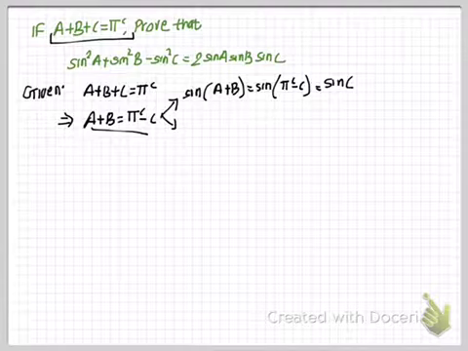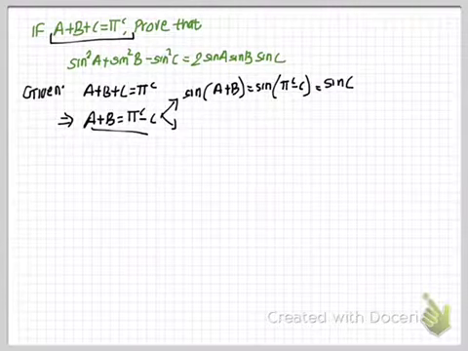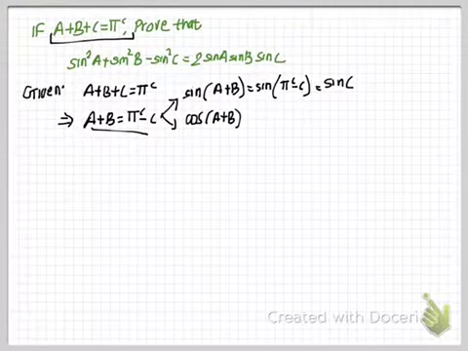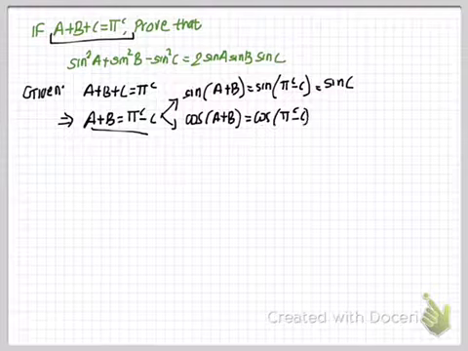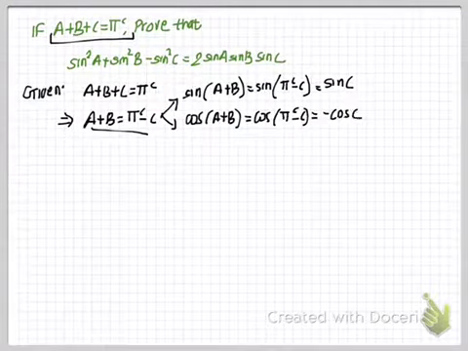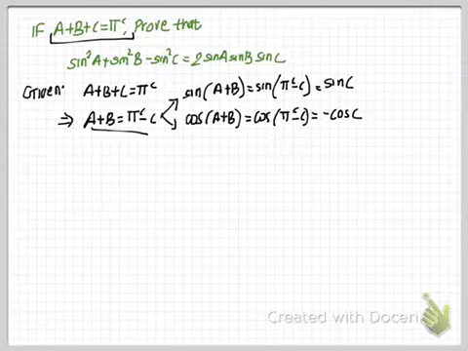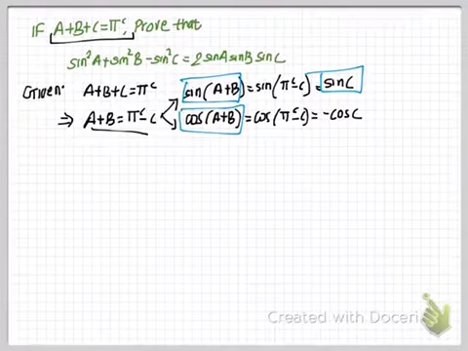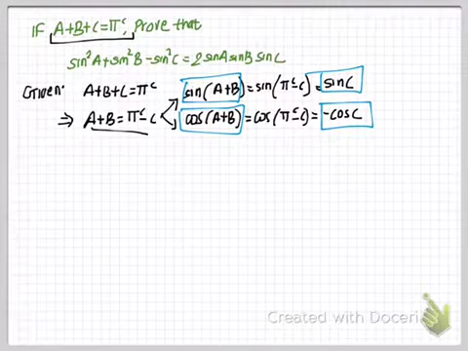Again, I'm going to operate the same equation by cos. So I have cos (A plus B) is equal to cos (pi radian minus C), and cos (pi radian minus C) is equal to minus of cos C. So we can derive the conclusion that sine (A plus B) is equal to sine C and cos (A plus B) is equal to minus cos C from our given condition.